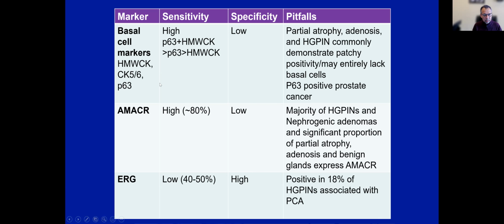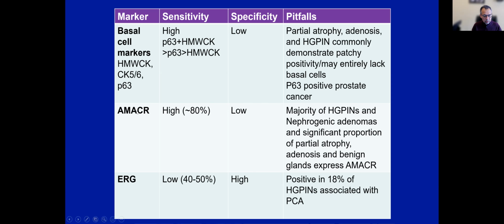I will show you one example of that. AMACR, again, high sensitivity but low specificity. The majority of high-grade PIN, nephrogenic adenoma, and a significant proportion of partial atrophy, adenosis, or even benign glands may express AMACR. So you have to have an internal control when you deal with this type of marker.